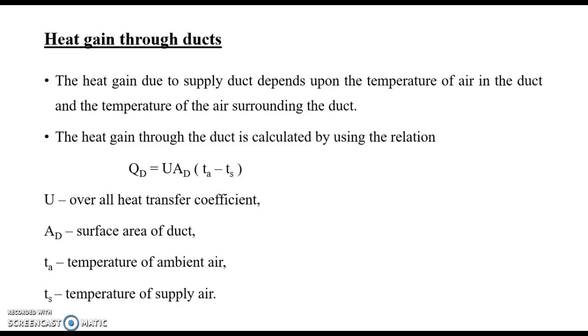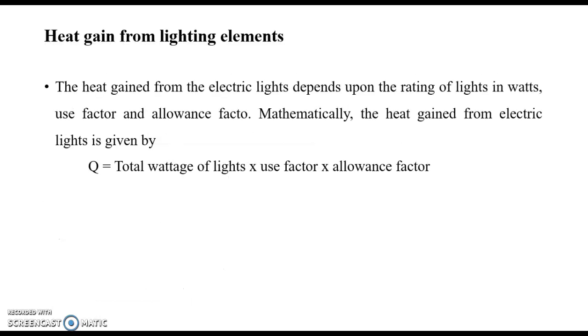Next, the heat gain through the ducts. The heat gain due to the supply duct depends upon the temperature of the air inside the duct and the temperature of the air surrounding the duct. We can calculate the heat gain through the duct by using the relation Q = U A_D (T_A - T_S), where U is the overall heat transfer coefficient of the duct, A_D is the surface area of the duct, T_A is the ambient air temperature, and T_S is the temperature of the supply air inside the duct.